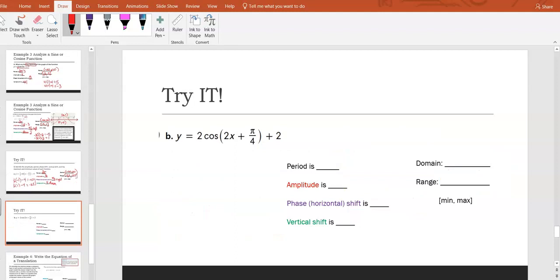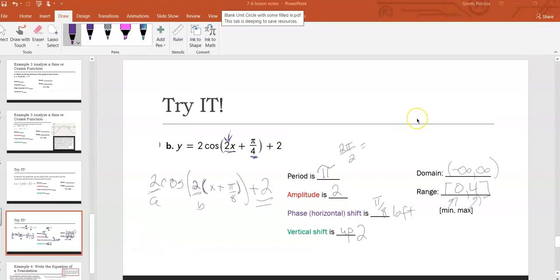Why don't you try this one, write everything out, and then I'll come back. Do you get this? Do you remember from the previous video that when we have something in front of the x, that is our b, but if we're also trying to do some kind of shift, we have to factor out that b, and that makes it more accurate. So if we factor out the b, which is 2, that means this ends up being pi divided by 8, which might be a little different than what you're used to thinking about.